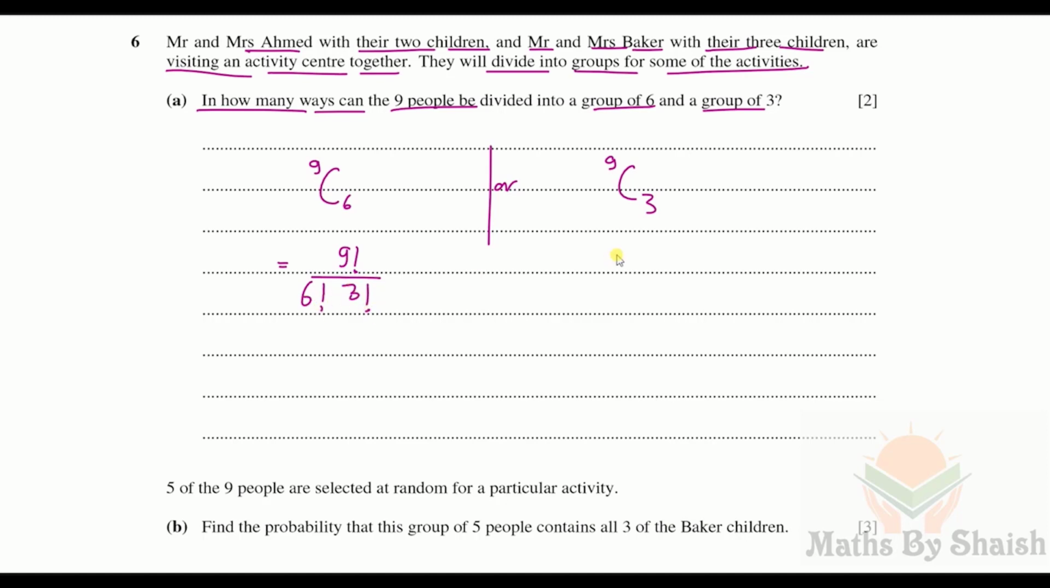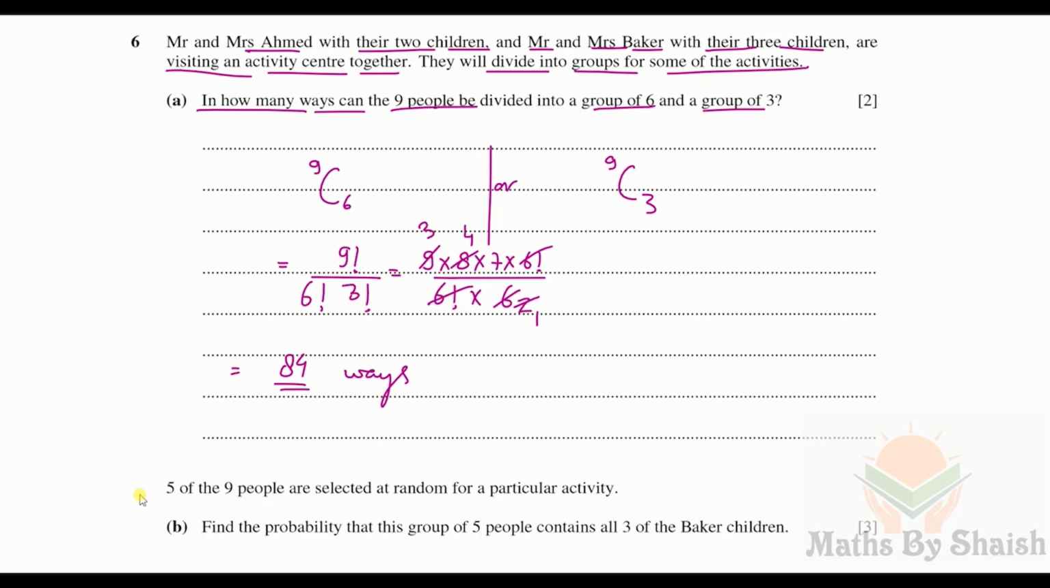So it would be 9 into 8 into 7 into 6 factorial divided by 6 factorial into 3 factorial. These two got cancelled. 3 2s are 6, 3 3s are 9, 2 1s are 2, 2 4s are 8. So we got it as 12 into 7, 84. So there are 84 ways in which a group of 6 and a group of 3 can be formed. I hope it is clear, and let's discuss the second part.